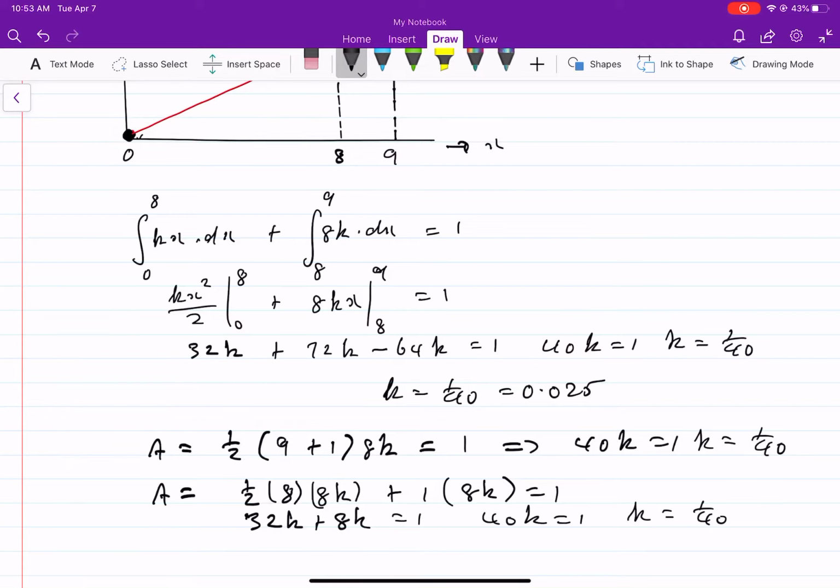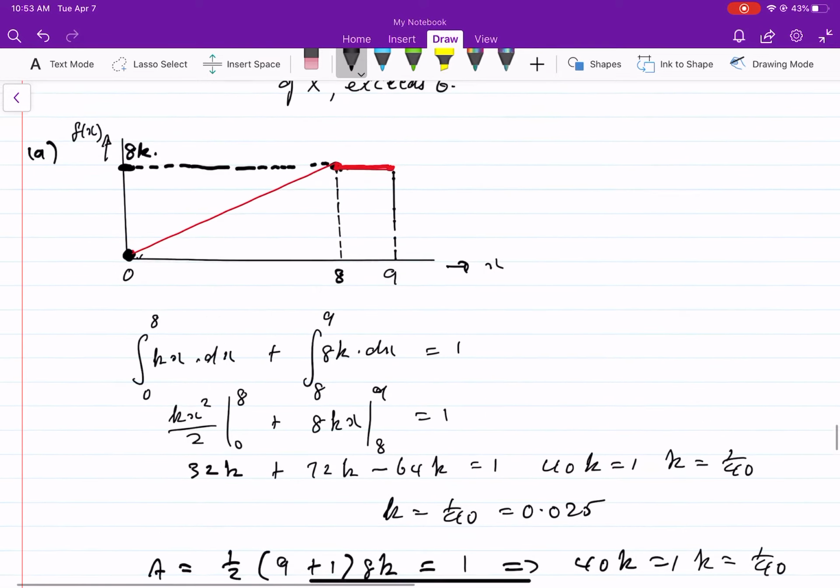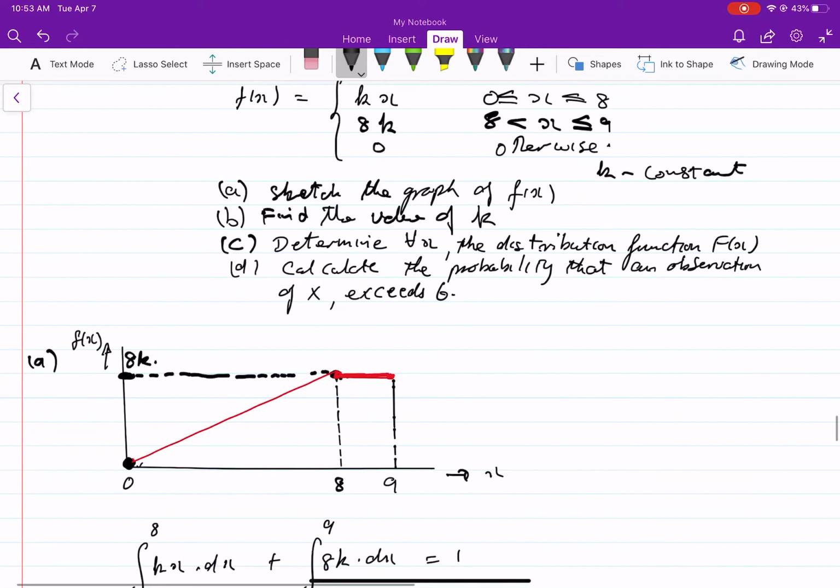Okay, I'm back. So, several ways in which you can find the value of k. Sketch, find the value of k. Determine for all values of x, the distribution big F of x.